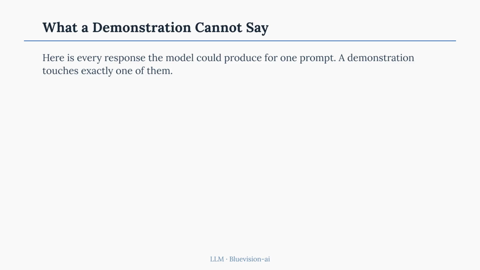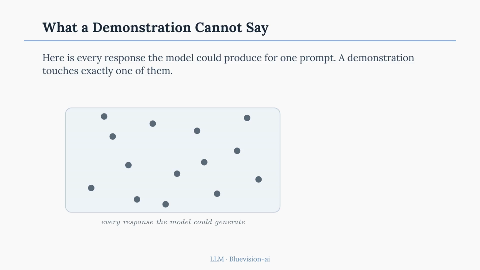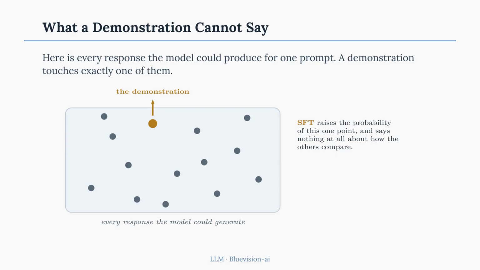Here's every response the model could generate for one prompt. Every dot is one thing it might say. A demonstration touches exactly one of them. Take a second with this. That's the space you're actually trying to shape, and it's enormous. You write a demonstration. It raises the probability of this one point, right here. And that's it. It says nothing about any other point in that space.